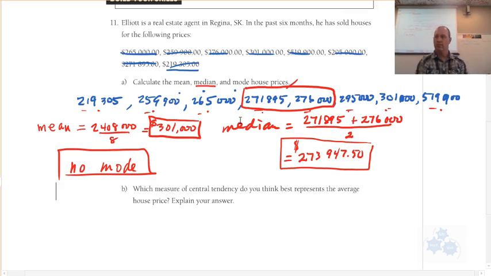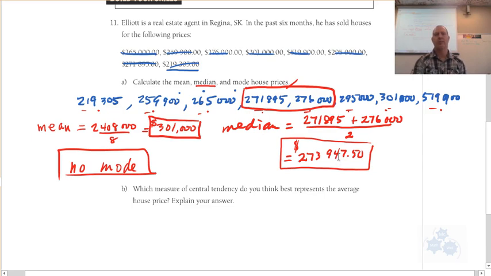I think mean, because it's the average of how much money he sold the houses to people for. Okay, so you're saying the mean because it takes into account all the lower numbers and all the higher numbers. Yeah, that's fine. Anybody argue for the median being the best?